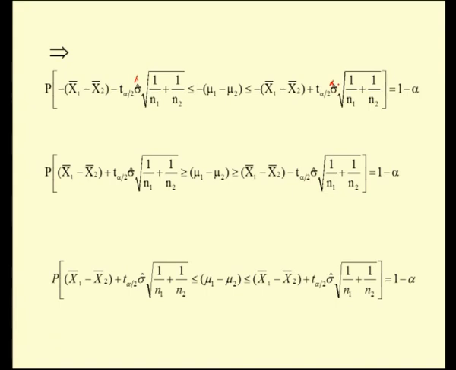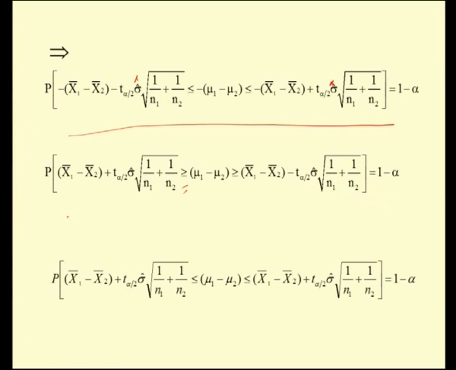So, the next step is to multiply either side by minus 1. This whole equation you multiply by minus 1. Therefore, the inequality gets reversed. Therefore, it becomes probability of x1 bar minus x2 bar plus t alpha by 2 sigma cap into square root of 1 by n1 plus 1 by n2 is greater than mu1 minus mu2, which is greater than x1 bar minus x2 bar minus t alpha by 2 sigma cap into square root of 1 by n1 plus 1 by n2, which is equal to 1 minus alpha.